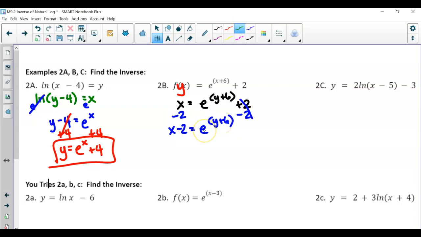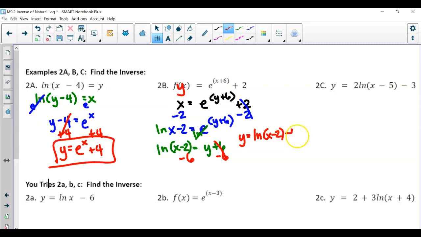So e, remember, the inverse is now the natural log. I'm going to take natural log here of both sides, because now this cancels out, and I can just bring down my exponent of y plus 6, which is equal to the natural log of x minus 2. Keep it all together. Now we need to solve for y, but we're adding 6 to it, so subtract 6 from both sides. So here you're left with the inverse function, which is natural log of x minus 2 minus 6.